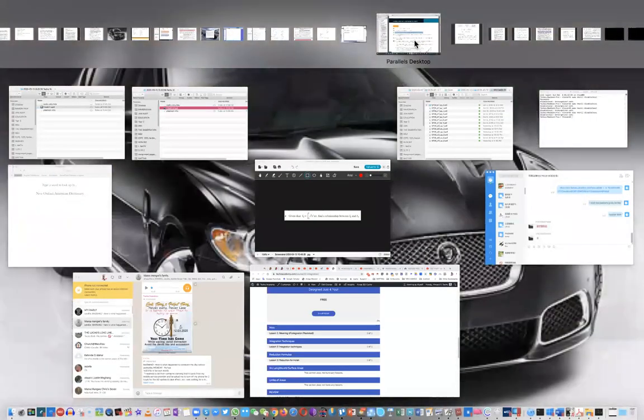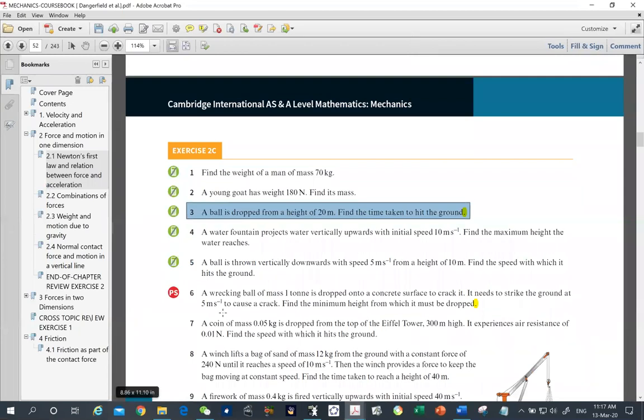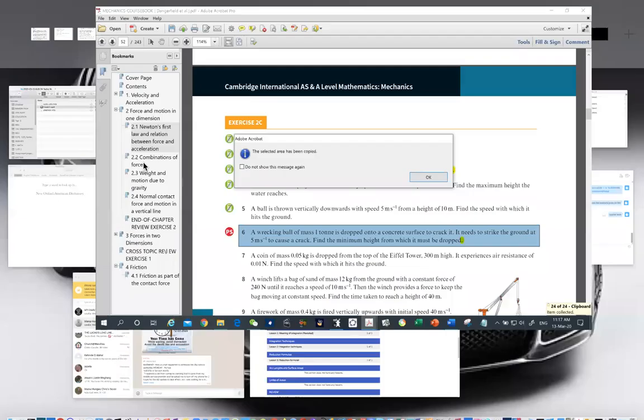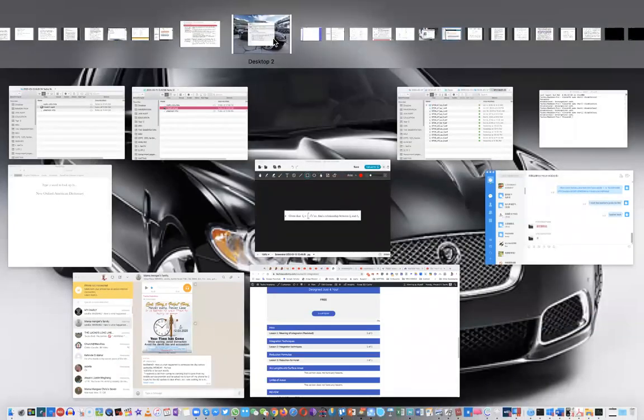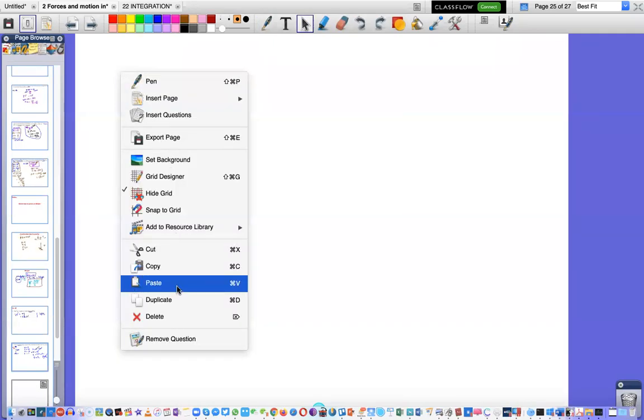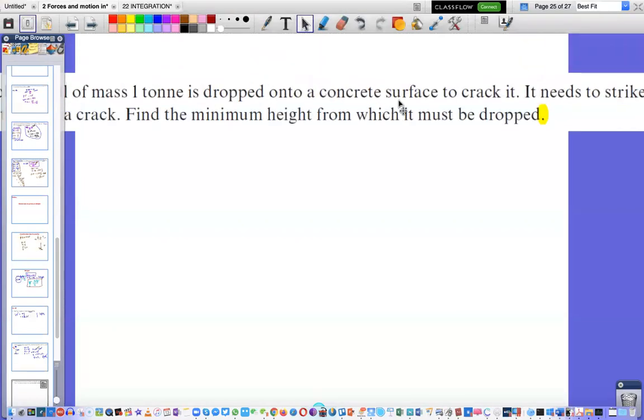Let's solve another problem. Question 6. I highlighted that also. I highlight the problems that I know introduce maybe some new idea.